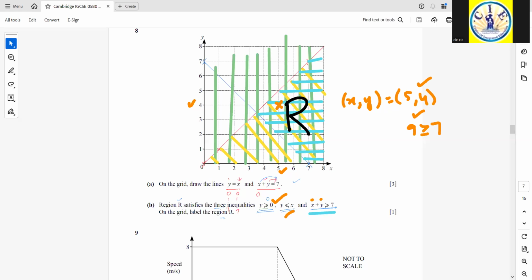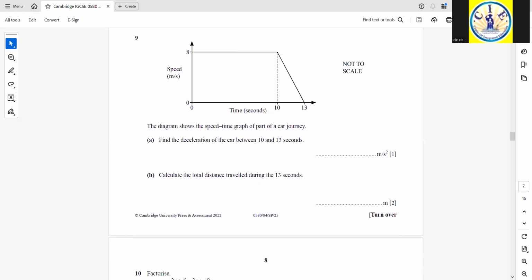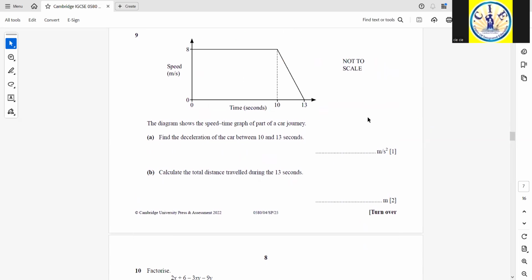Okay. Now it is question number 9. The diagram shows the speed time graph of part of a car journey. Find the deceleration of the car between 10 and 13 seconds. So this is the starting time and this is the finishing time, and this is the initial velocity from where the deceleration is starting, and this is the final velocity.